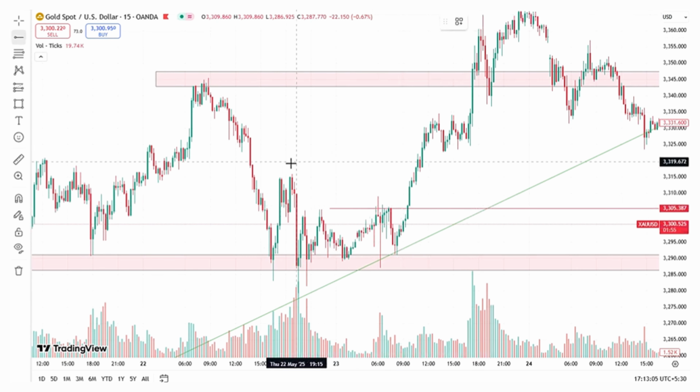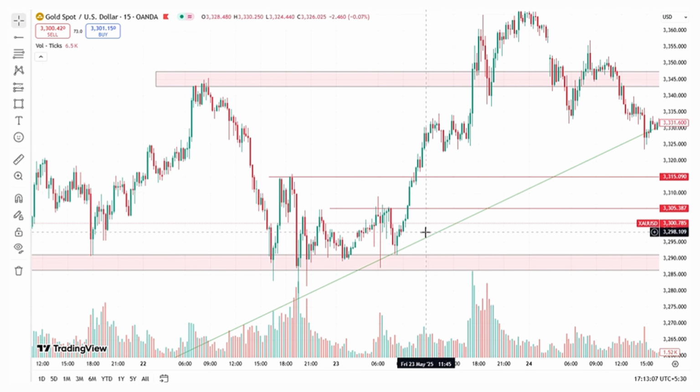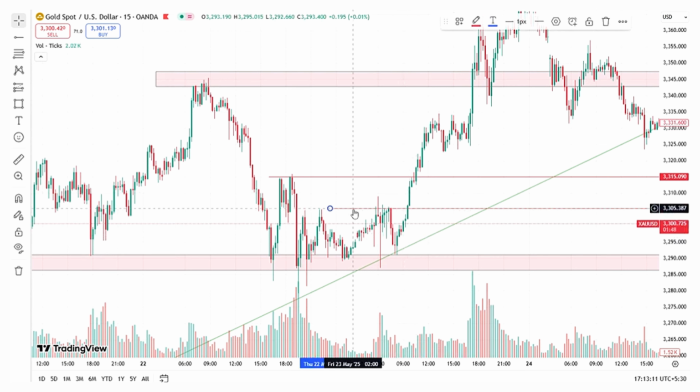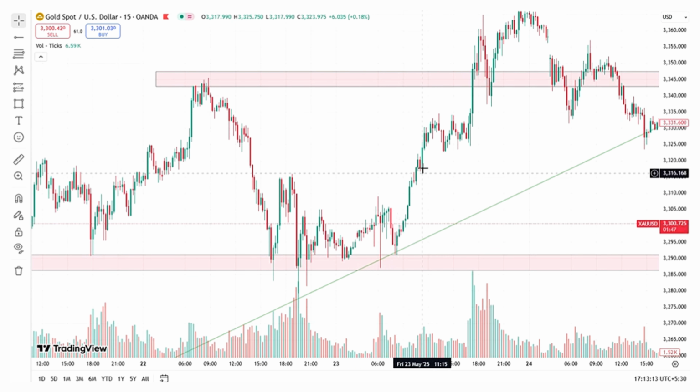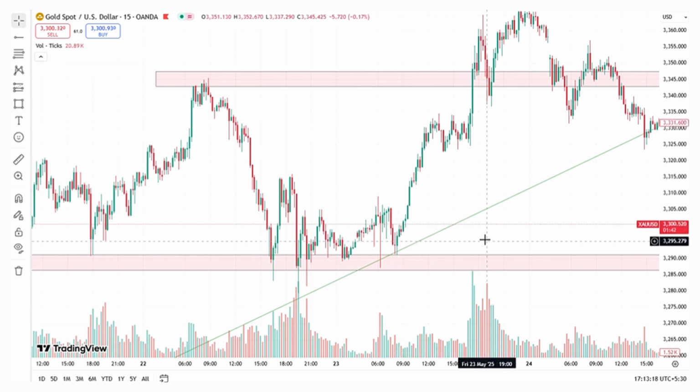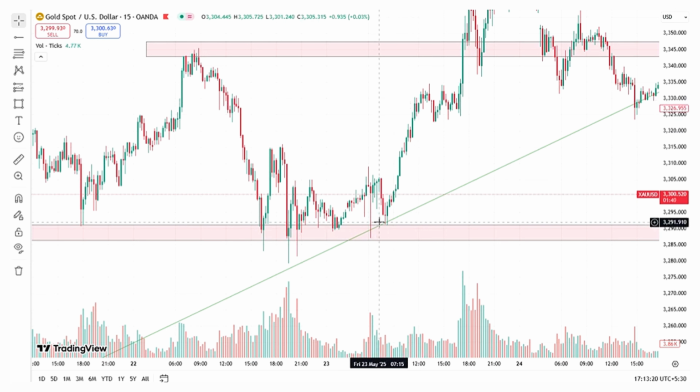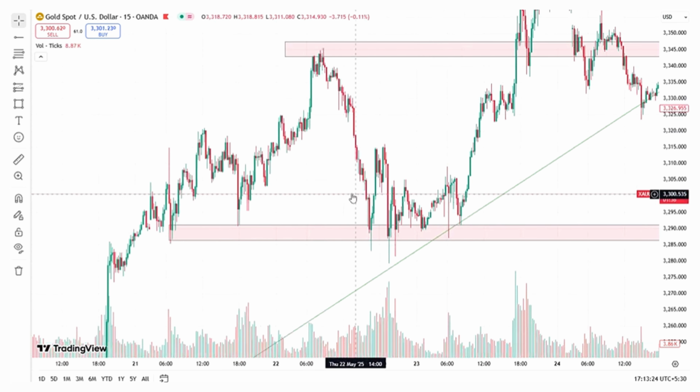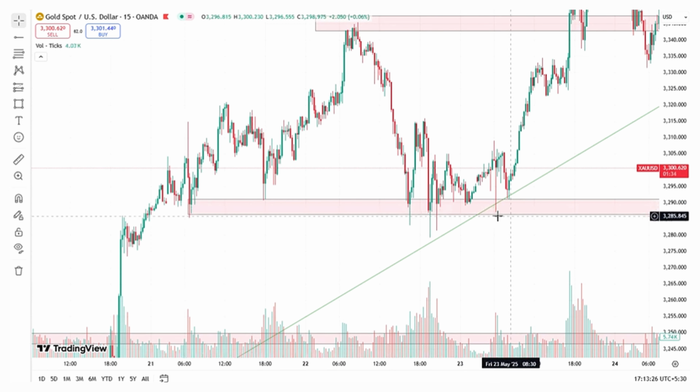Notice here, a support zone formed and was respected multiple times. 1, 2, 3, 4, 5 times. Normally, logic would suggest a breakdown should happen after so many tests, as repeated tests can weaken buying strength. Previous highs are reducing, so buying could be weakening too, leading to a potential breakdown.